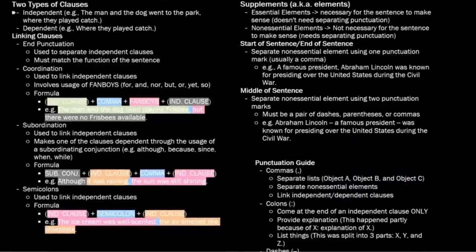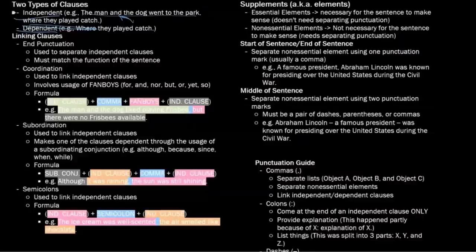So you got two types of clauses. You should know this, right? This should be common sense. This should be common knowledge. Independent and dependent clauses. So an independent clause can stand on its own. So something like the man and the dog went to the park. All right, this part here is an independent clause. But this part here, the dependent clause, is where they played catch. If I just said where they played catch, it doesn't make sense. Okay? Like just think about it in your head. It doesn't make sense. You wouldn't say that, right? So a dependent clause is something that requires some other clause, some independent clause to kind of qualify it.